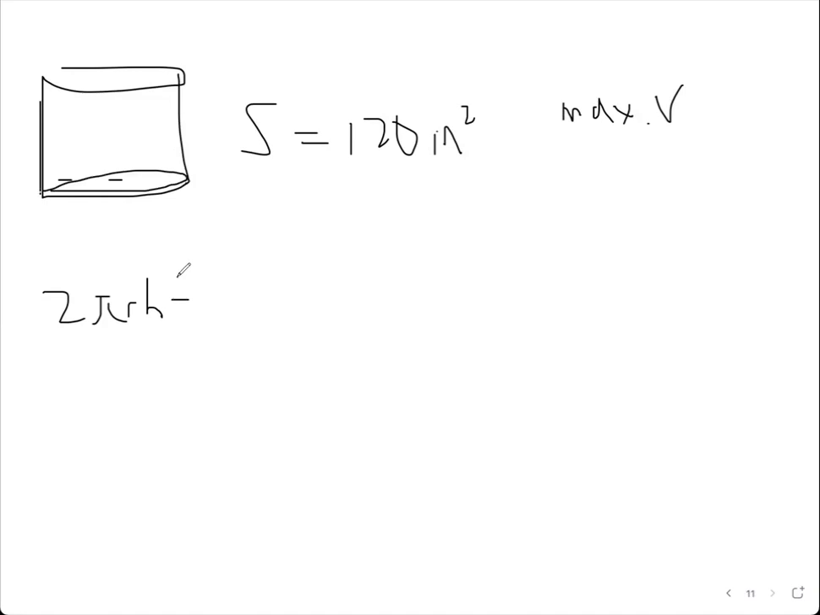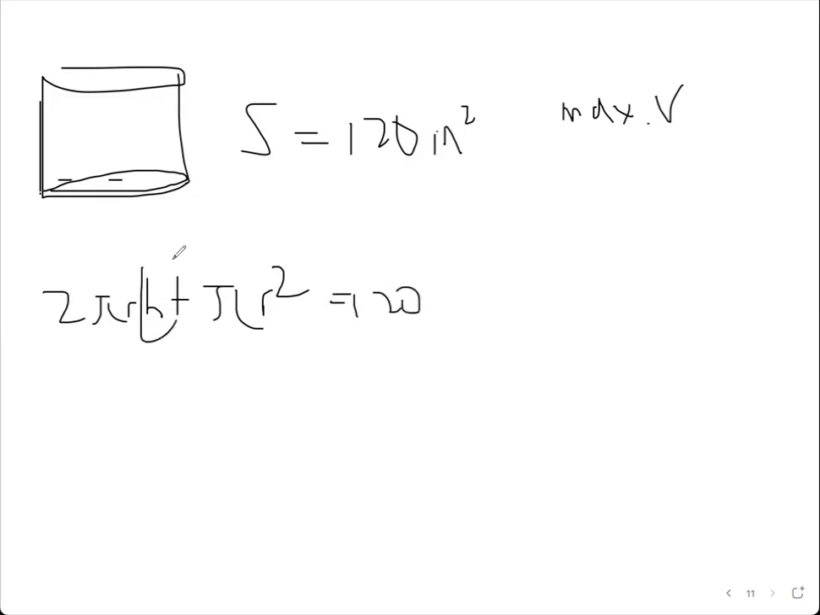So 2 pi rh plus pi r squared is the bottom area. We would do 2 pi r squared, but it's open, which means that the top is not closed. So you just ignore the top. This is geometry, so I'm not going too in depth on how I got the formula, but you set this equal to 120.